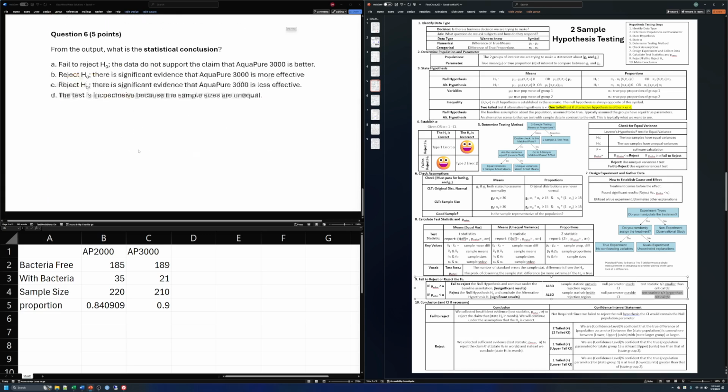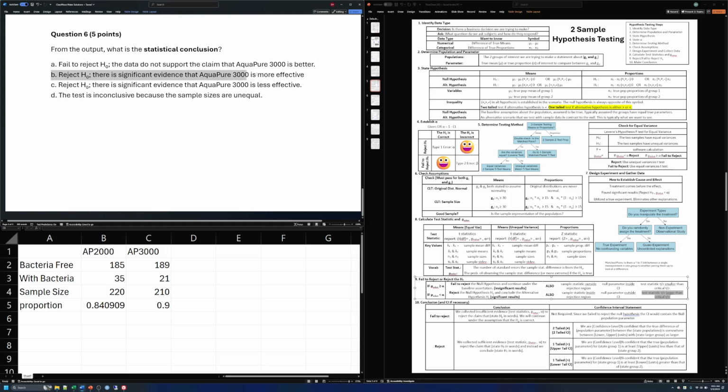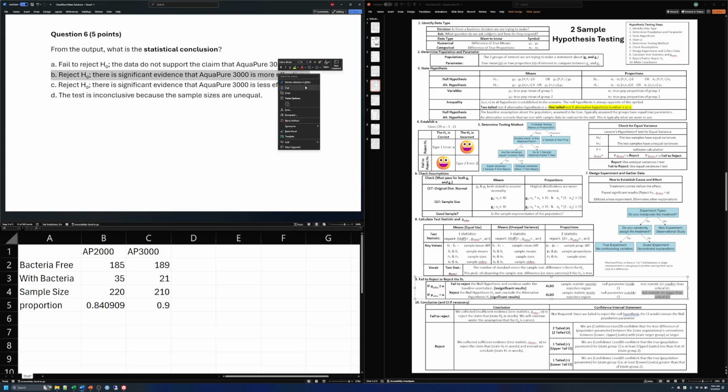Okay, let's go down and look at our possible options. So we do want to reject. And so are we going to reject and say there is significant evidence that the AquaPure 3000 is more effective, or reject and say that there's evidence that the AquaPure 3000 is less effective? And we had it set up so that our alternative hypothesis was suggesting that the AquaPure 3000 is more effective. And so we are rejecting and making that claim that the AquaPure 3000 is in fact more effective.